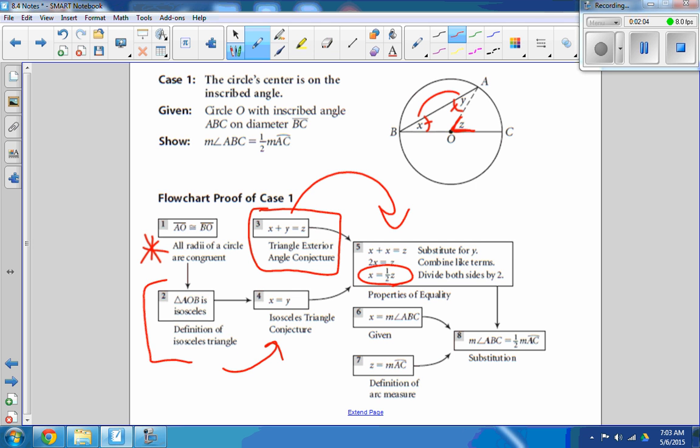So taking that step, combining it with our given that angle X is equal to the measure of angle ABC, and Z is equal to the measure of the arc AC, because our central angle is the same measure as the arc it creates, that gives us angle ABC is equal to half the arc.